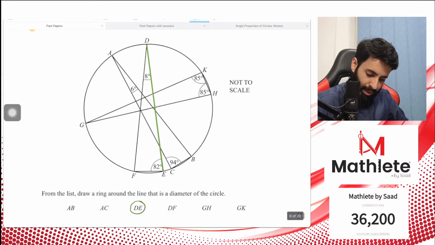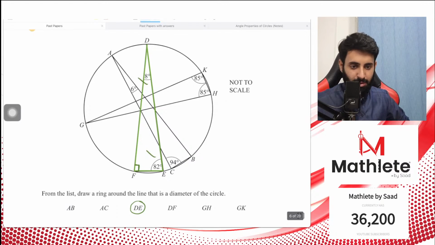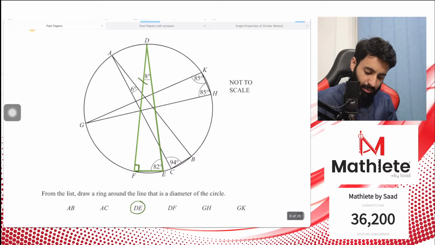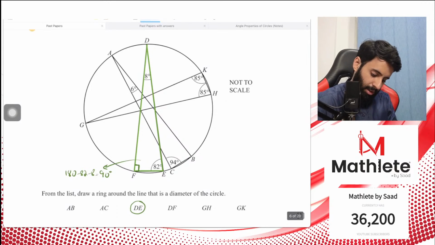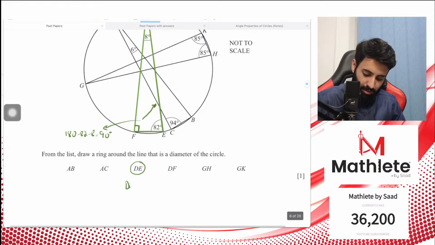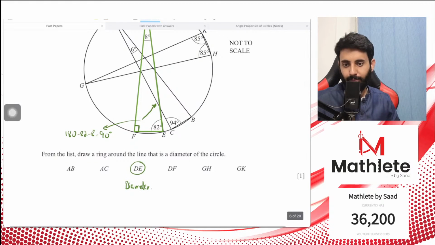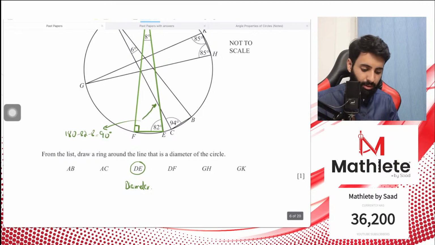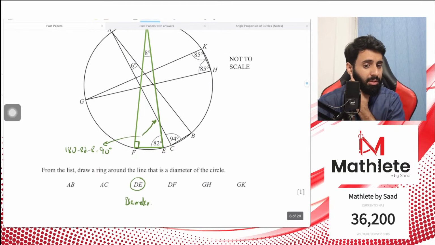Now if you look at DE, and identify the angle that's opposite of DE, which is DFE, you will realize that it's actually 90 degrees. Why is it 90 degrees? Because you have one angle which is 8, and the other angle which is 82. That means that 180 minus 82 minus 8 is equal to 90 degrees. The length opposite of this angle is DE. So DE is the diameter. I hope everyone understands why it's DE and not what you guys said, like GE, AB, or AC.